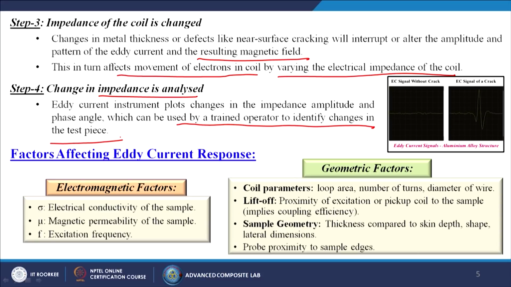Now, what are the factors affecting the eddy current response? First are the electromagnetic factors: electrical conductivity of the sample, that is sigma, magnetic permeability of the sample, mu, and the excitation frequency, small f. Next are geometric factors like coil parameters, loop area, number of turns, diameter of wire, lift-off, proximity of the excitation or pickup coil to the sample, which implies coupling efficiency, sample geometry, thickness compared to skin depth, shape and lateral dimensions, and probe proximity to sample edges.